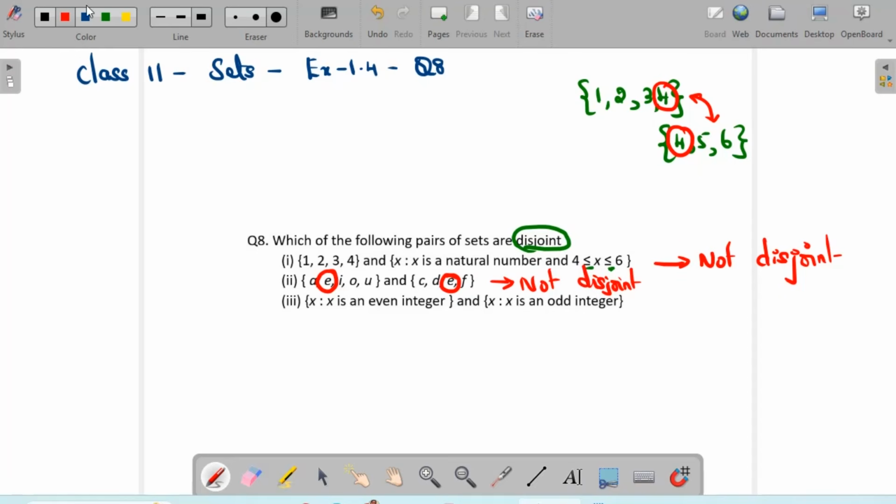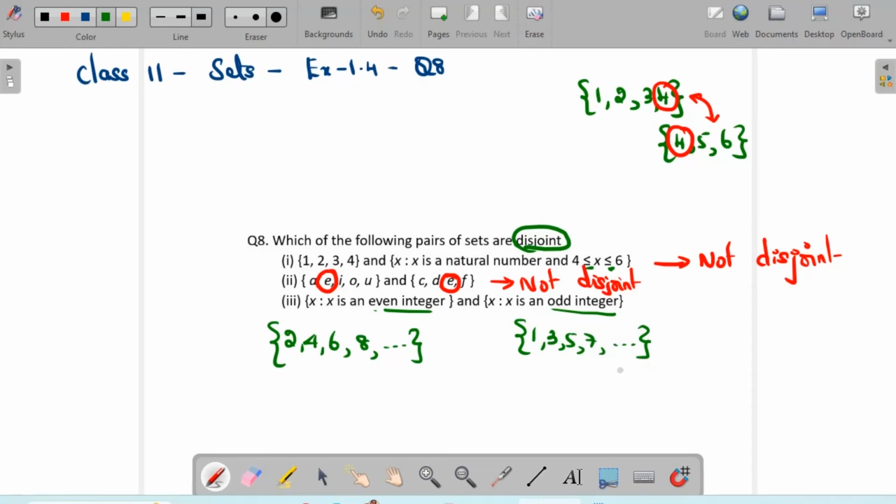Now let's move on to the third subdivision. Here the first set is the set of all even integers. So if I have to list it, it is going to be 2, 4, 6, 8, etc., up till infinity. If you look at the second set, it is the set of all odd integers. So it is 1, 3, 5, 7, etc.